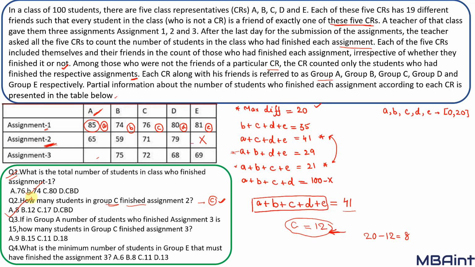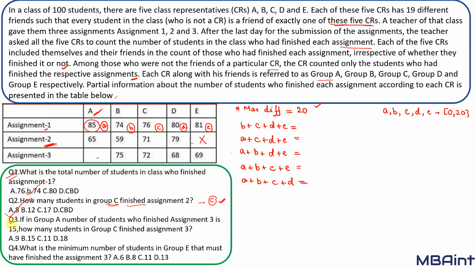So let me erase this. Now question 3 says that in group A, the number of students who finished assignment 3 is 15. So the number of students in group A who have finished the assignment is 15. It is indirectly giving that the value of A would be 5, because in each group we have 20 students and 15 students have finished the assignment.